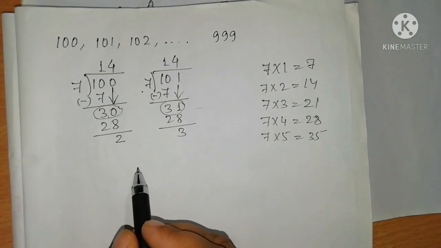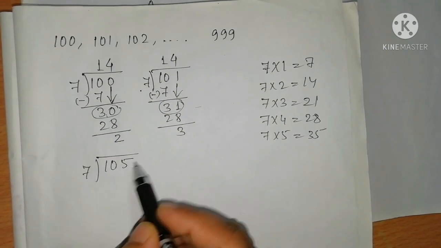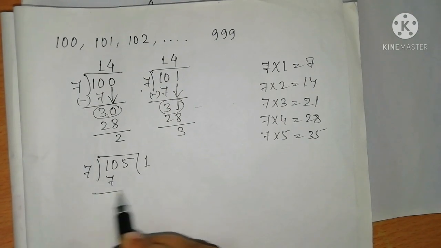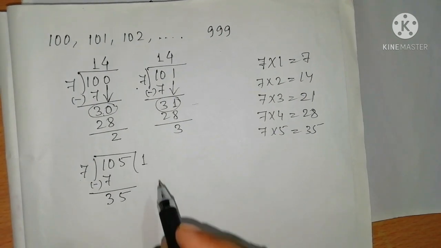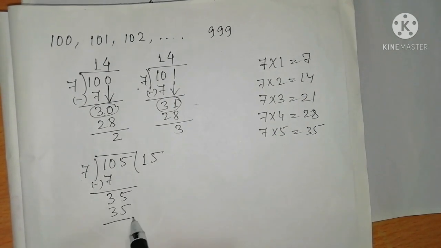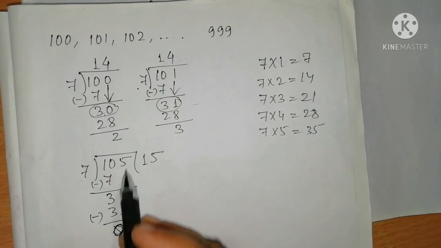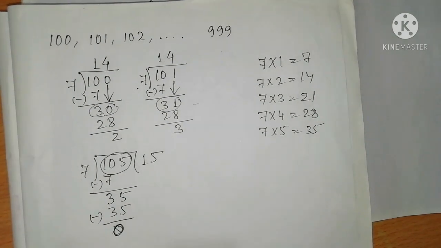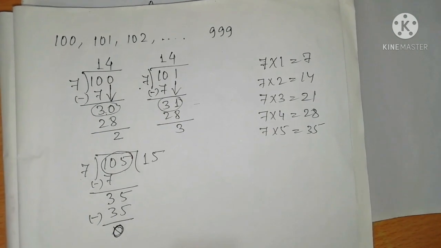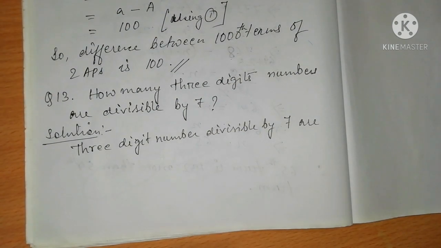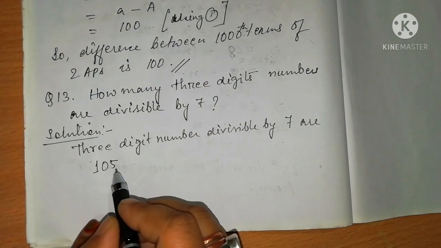So with that we have got a hint that 105. Let me do with 7. So 7 1 just 7. 3 is the remainder. 5 comes down. 7 5s are 35. So therefore 0 is a remainder. So that means 105 is divisible by 7. Okay. So the first three-digit number divisible by 7 that we got is 105.